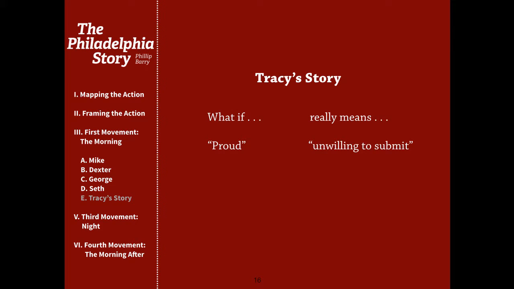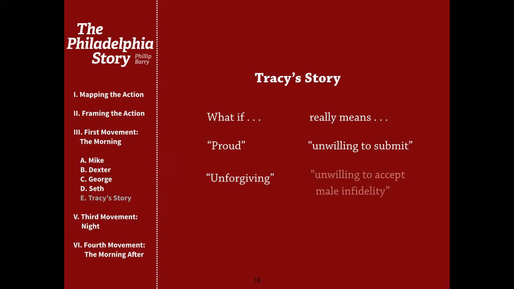I'd like to suggest that none of this is quite true. What if, for proud, we try substituting unwilling to be submissive? For unforgiving, let's try unwilling to accept male infidelity. For frigid, suppose we try sexually dominant. Now, I don't know if you'll find this alternative sketch of Tracy convincing, but just entertain it for a moment. To the extent that there's any truth in it, we're beginning to tell a very different story.